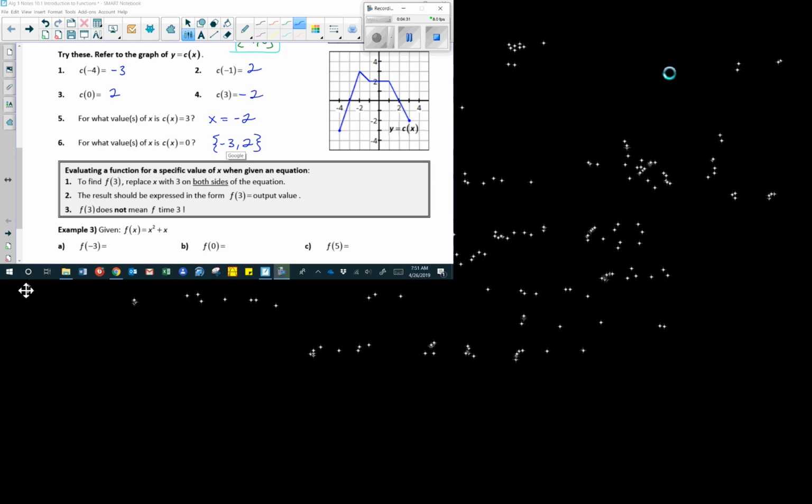Now we've looked at graphs, let's look at a function in equation form. If I want to evaluate a function, that is to find an output for a specific input, I need to replace x with that input value, and so the steps below describe how you would find f of 3, or deal with an input of x equals 3. So in step number 1, you're going to replace x with 3 on both sides of the equation. The result should then be expressed in the form of f of 3 equals the output value after you've done the arithmetic. Bear in mind that f of 3 does not mean f times 3.